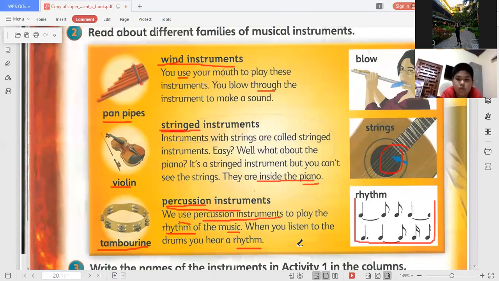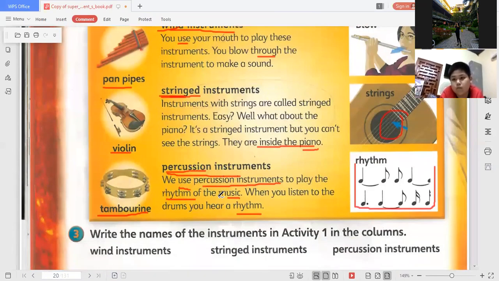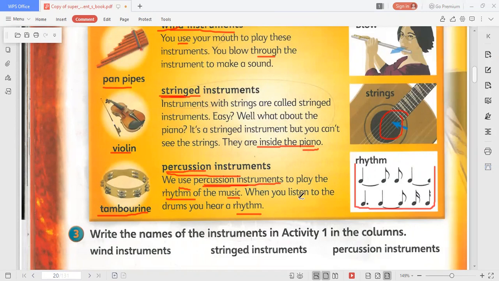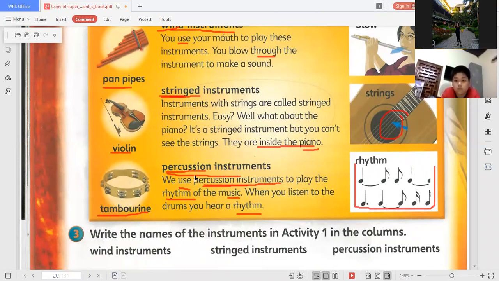Okay. The last one is percussion. What is a percussion instrument? What do you mean by percussion instrument? Inside the piano, that's string. Yeah, that's the string. Okay, now let's go for percussion instrument. What is percussion instrument? We use percussion instruments to play the rhythm of the music. Examples are the tambourine and the drums. Okay, these are examples of percussion instruments.